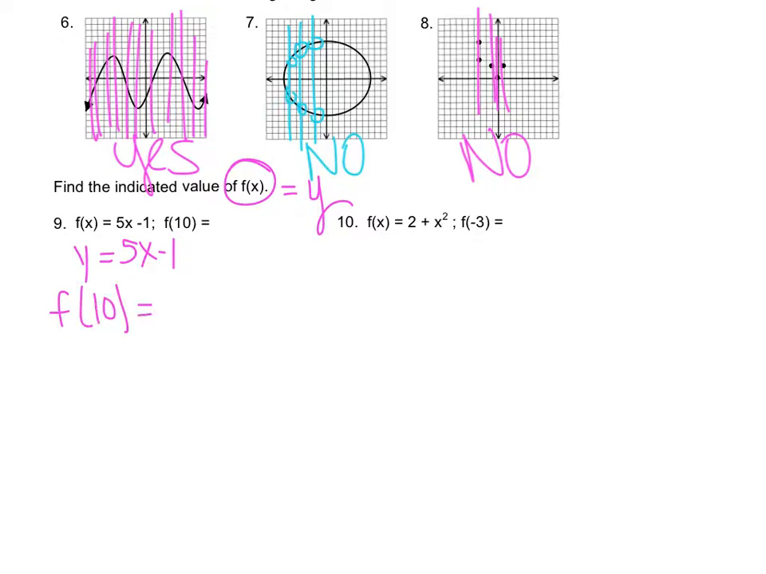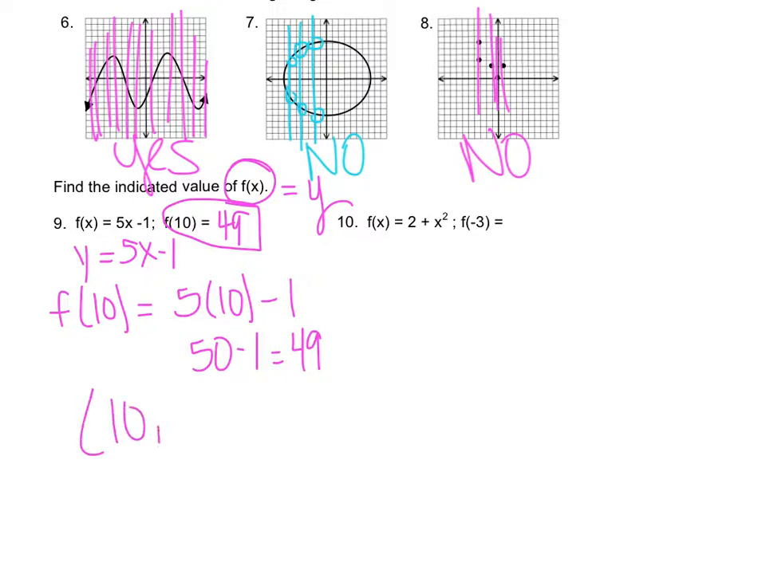That means x is going to be 10. So we're going to replace every x with 10 here. So we're going to get 50 minus 1, which would equal 49. There's your answer. We could also write it as an ordered pair, (10, 49) if we wanted. X is 10, y is 49. We plugged it in and we found y.